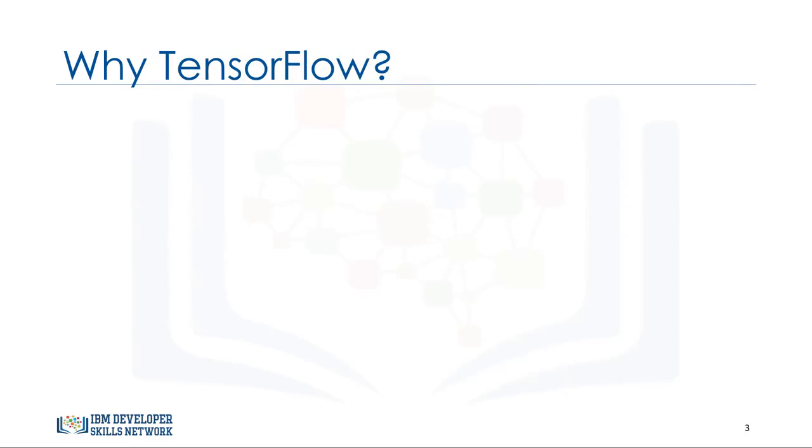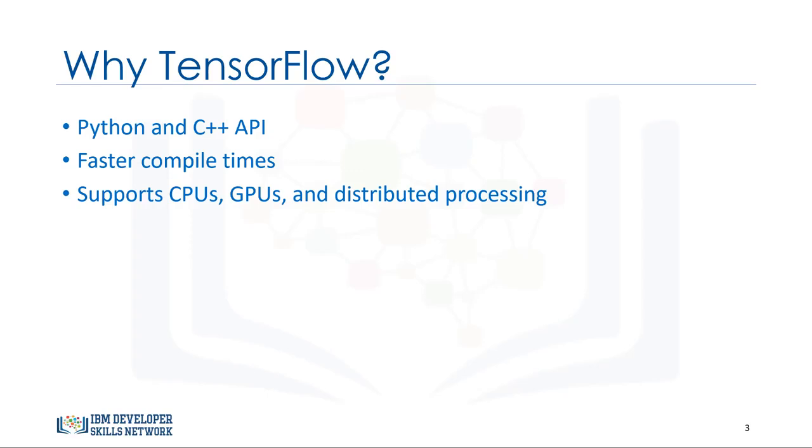TensorFlow offers several advantages for an application. For instance, it provides both a Python and a C++ API. It should be noted, though, that the Python API is more complete and is generally easier to use. TensorFlow also has great compilation times in comparison to the alternative deep learning libraries, and it supports CPUs, GPUs, and even distributed processing in a cluster. It is a very important feature, as you can train a neural network using CPU and multiple GPUs, which makes the models very efficient on large-scale systems.